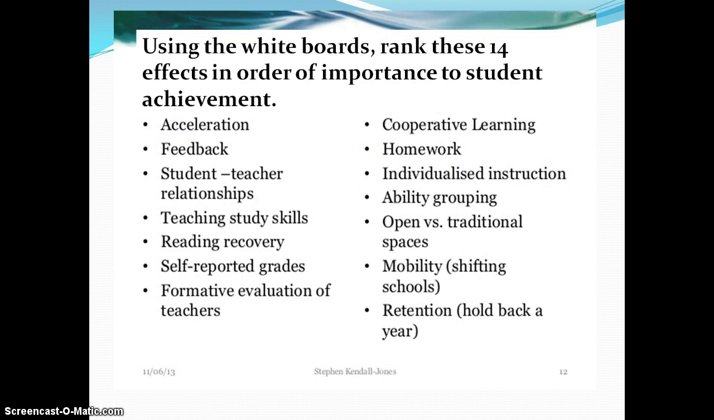Using a piece of paper or whiteboard, I want you to try to rank the order of these areas of importance to student achievement. We have acceleration, feedback, student and teacher relationships, teaching study skills, reading recovery, self-reported grades, formative evaluations of teachers, cooperative learning, homework, individualized instruction, ability grouping, open versus traditional spaces, which are those open classrooms from the late 70s and early 80s, mobility, or retention.